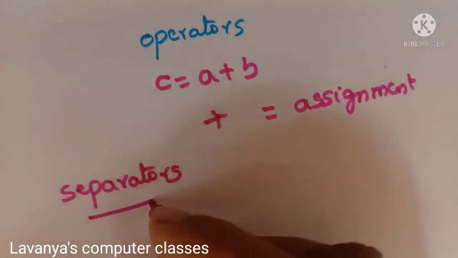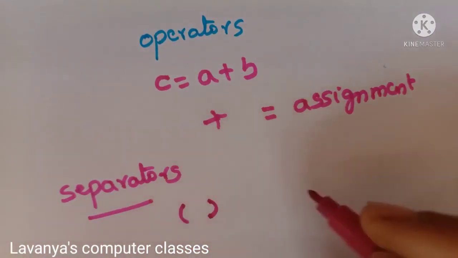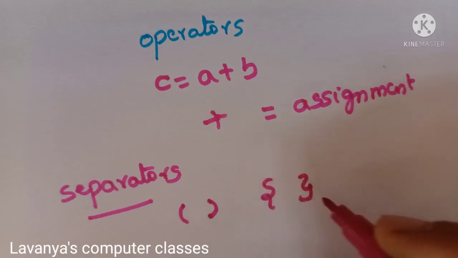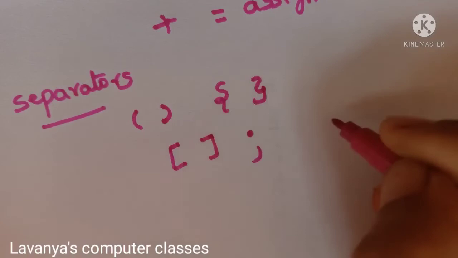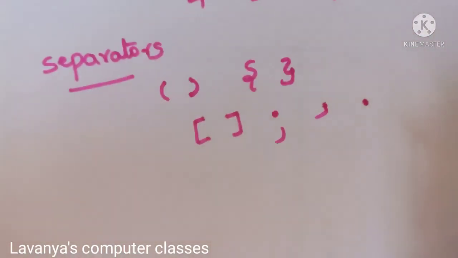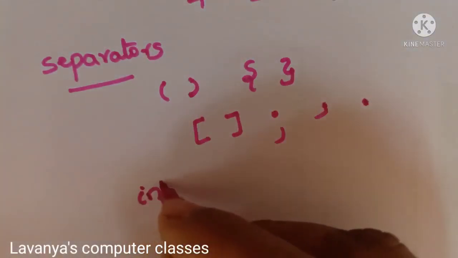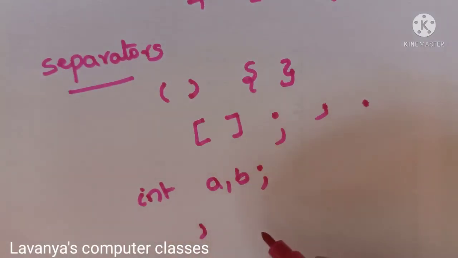The last one is separator. What is the meaning of separator? A separator is used for dividing the code, separating the parts. So what are the separators? Parentheses, braces, brackets, semicolon, comma, dot, period. These are all called separators. In the previous example I said int a comma b semicolon. In this, comma is a separator, and semicolon is a separator.